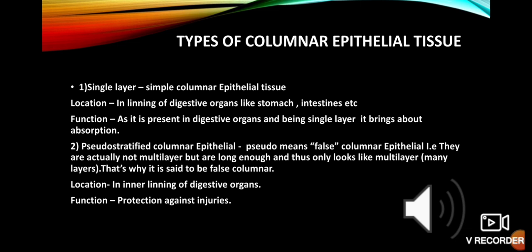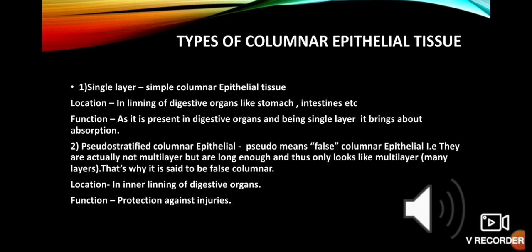Now, as you know, the digestive system is mainly concerned with the process of digestion and absorption of the food particles. That means they break down the bigger food particles into smaller ones, and the waste material is thrown out of the body, and the food or the chemicals which are needed for the body are absorbed back into the body. So this tissue, as you know, is single layer, so it will be thin, and being thin it allows absorption of those useful food particles back into the body through this tissue.